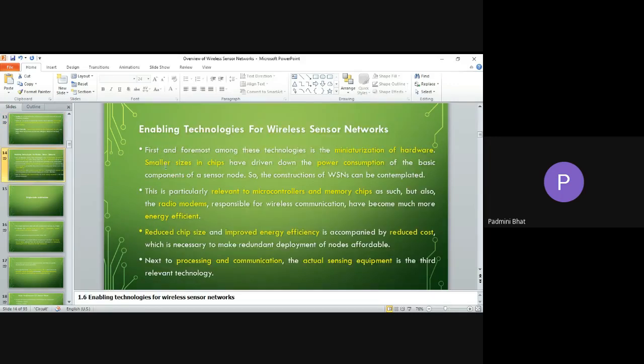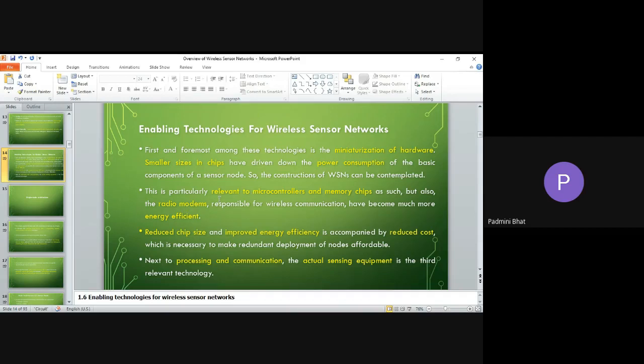Now, what are the enabling technologies? As I said in the beginning, it should be miniature on the hardware side. Smaller chip sizes have driven down the power consumption of the basic components of the sensor node. Once the size becomes smaller, the power utilized also becomes lesser. So construction of WSN is challenging in this aspect.